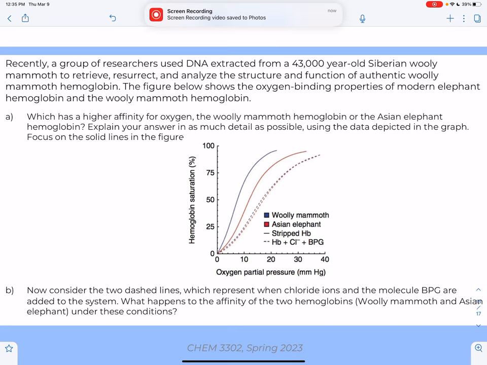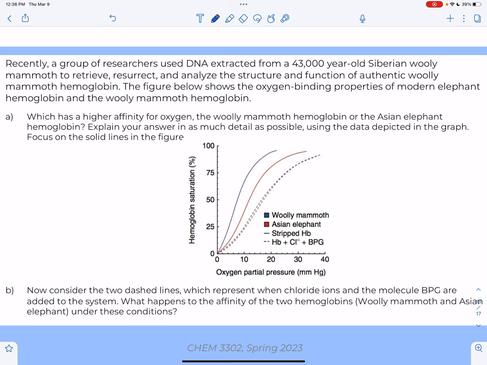And so this is kind of like the Jurassic Park of biochemistry questions, but with something from the Ice Age rather than the age of the dinosaurs. A group of researchers were able to extract DNA from a Siberian woolly mammoth, and they were able to locate the sequence of the hemoglobin gene. So they cloned that into an organism and produced woolly mammoth hemoglobin.